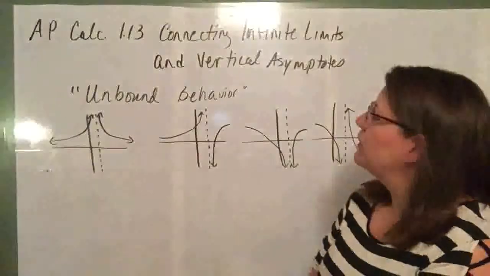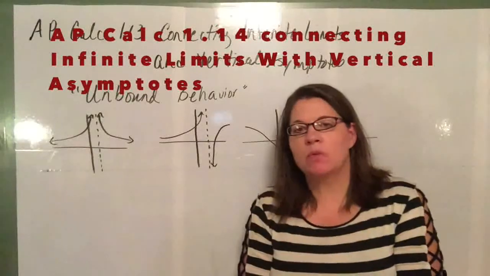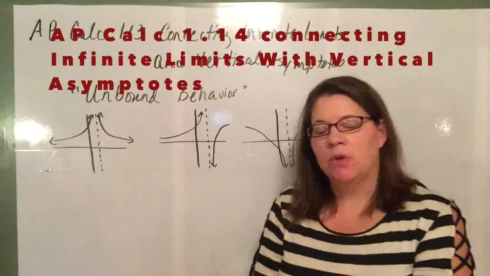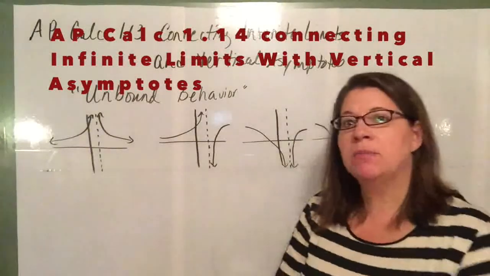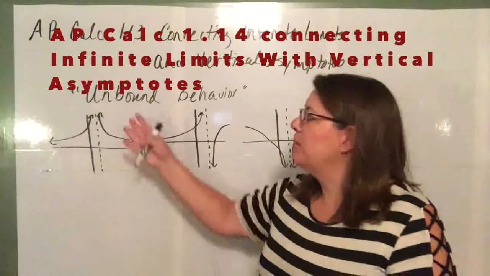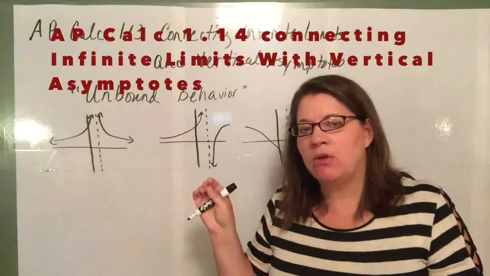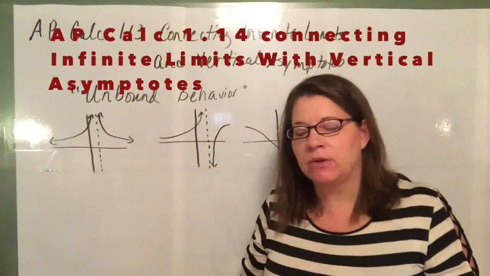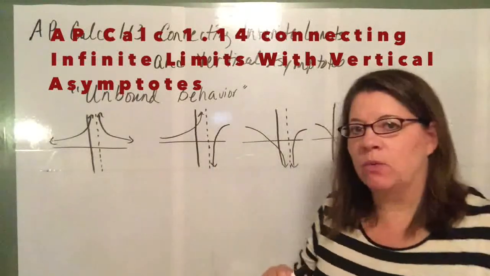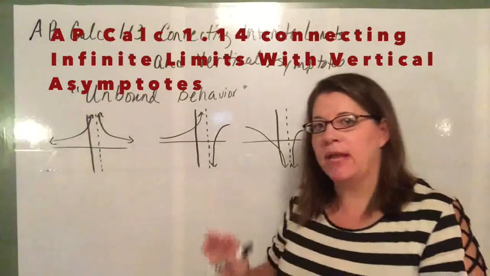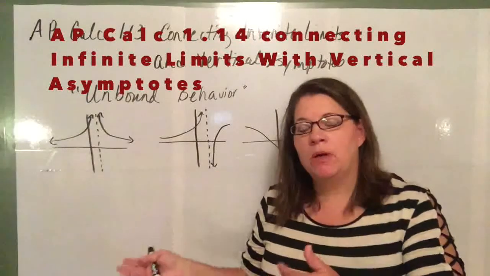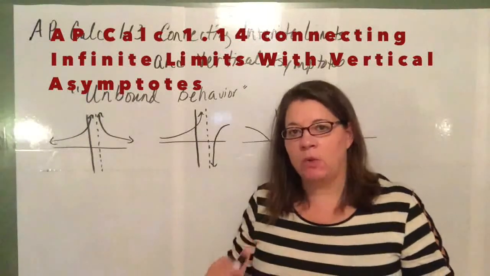In this section we're going to connect infinite limits with vertical asymptotes. We're going to talk about what happens with unbound behavior. Unbound behavior is when your graph goes up or down without bound. In other words, it goes to positive or negative infinity from different sides of the equation.